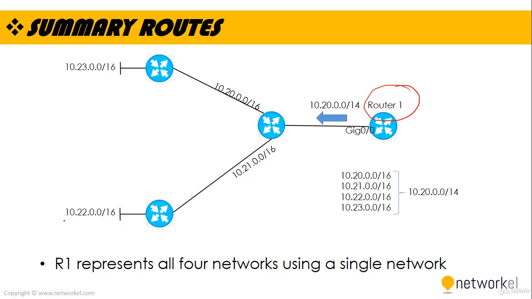In here, we have 10.22.0.0/16, 10.23.0.0/16 again, 10.20.0.0/16, and 10.21.0.0/16. And we are using a summary route, which is 10.20.0.0/14, and we are representing all 4 networks using a single network.